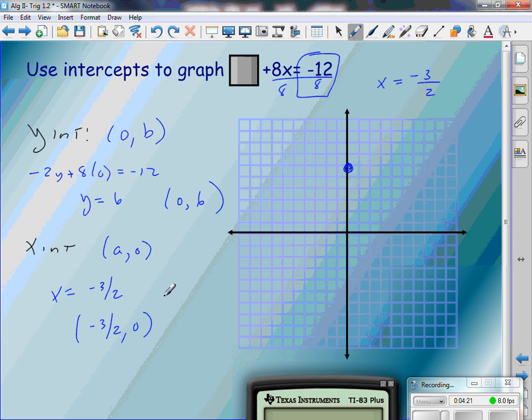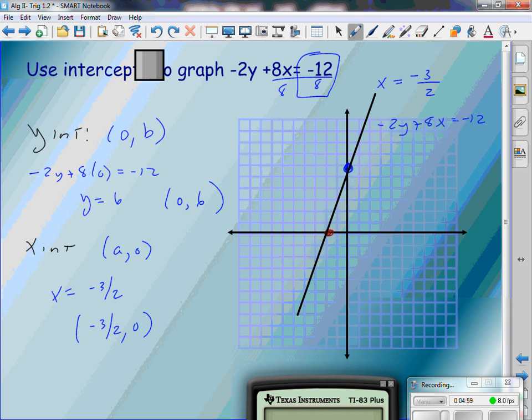Where's negative 3 halves at? 3 halves is 1.5, right? So negative 1.5 is right here. I know my line's not right. There's your line. Negative 2y plus 8x equals negative 12. That's graphing by using the intercepts. The other way would have worked just fine.